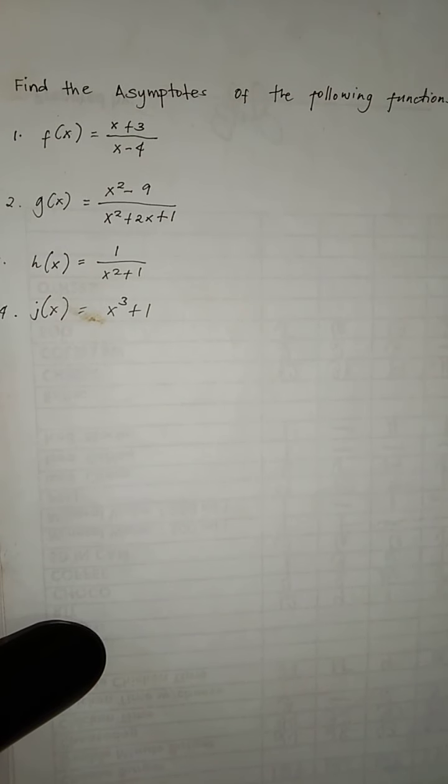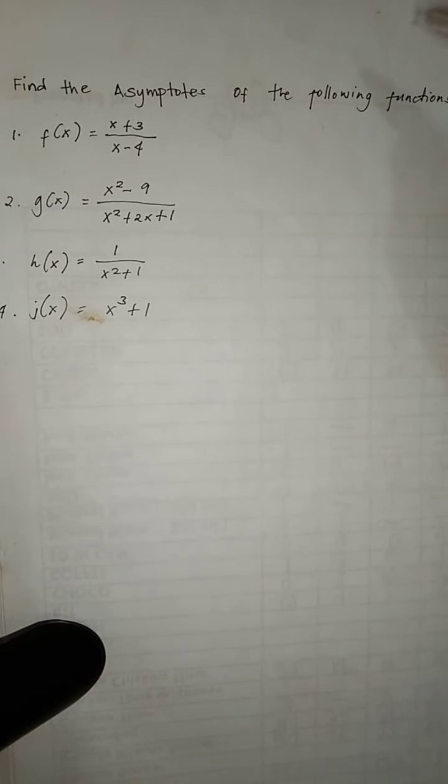Again, let's review the three asymptotes that we have discussed. First is the vertical asymptote or the VA. Next is the horizontal asymptote or the HA. And the slant asymptote or the SA. Okay, so let's start off with number 1.